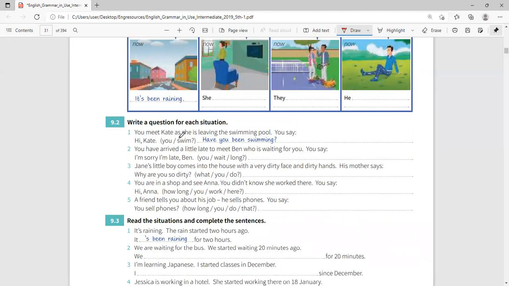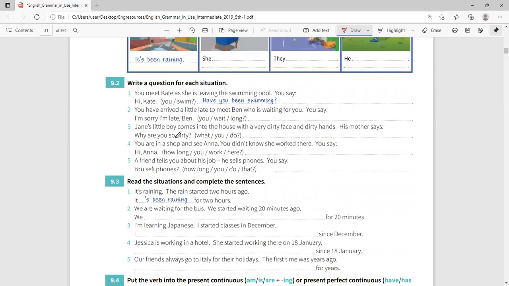You meet Kate as she's leaving the swimming pool. You say, hi, Kate. Have you been swimming? Yeah. Let's now go to who came first? Sagal, yes. Number 2. Yes, teacher. Number 2, yes.